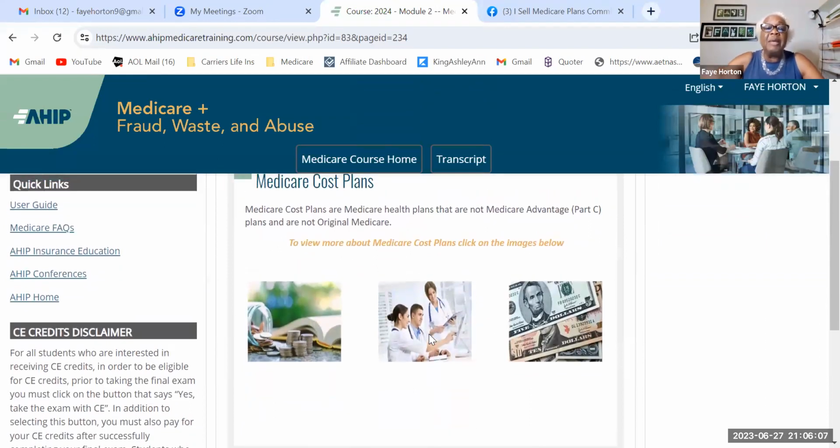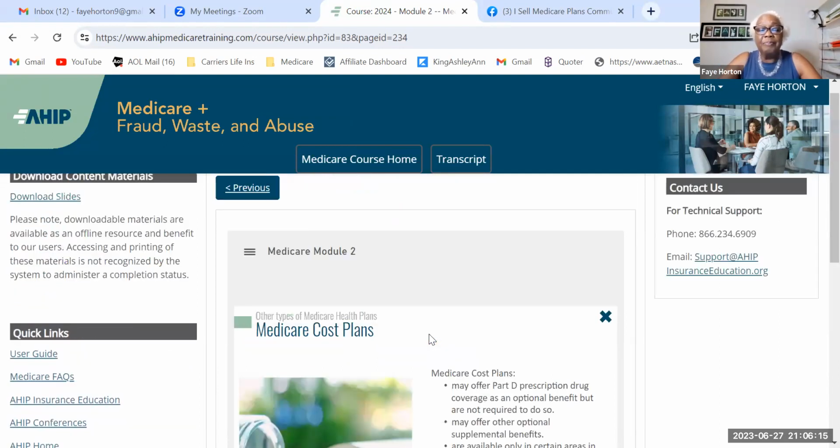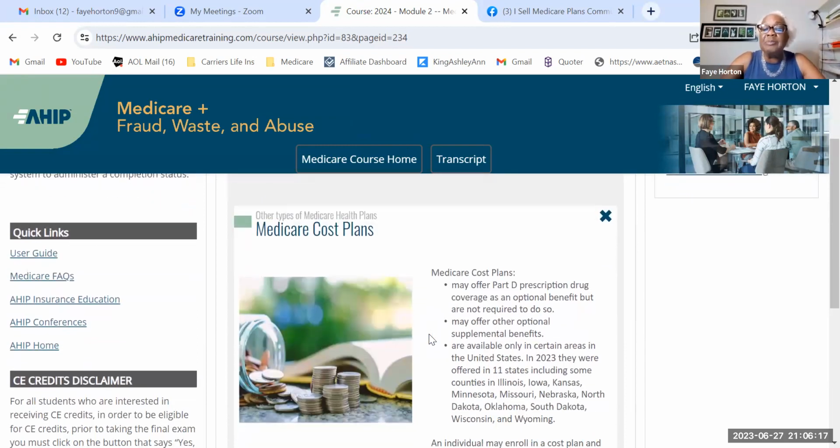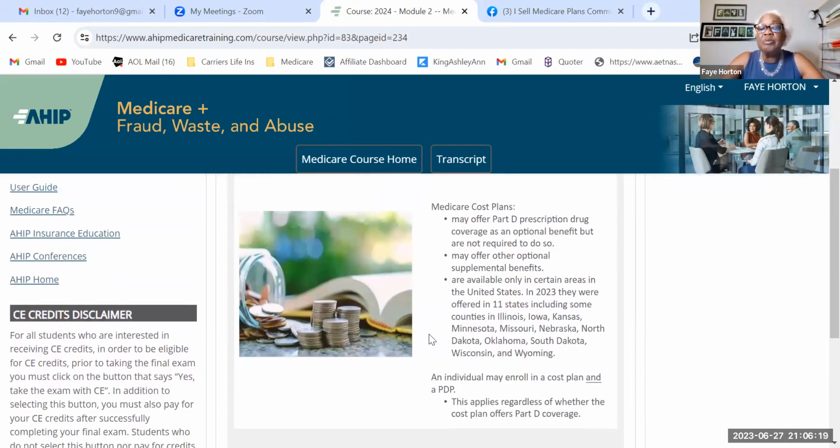Medicare cost plans. Medicare cost plans are Medicare health plans that are not Medicare Advantage plans and are not original Medicare. Medicare cost plans may offer Part D prescription drug coverage as an optional benefit, but are not required to do so. Medicare cost plans may offer optional supplemental benefits.